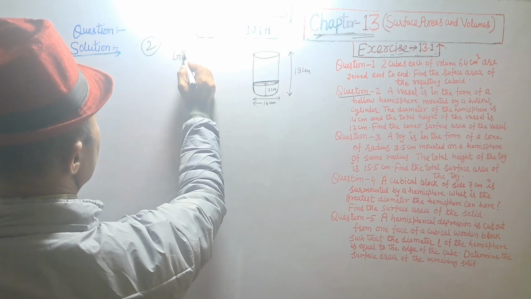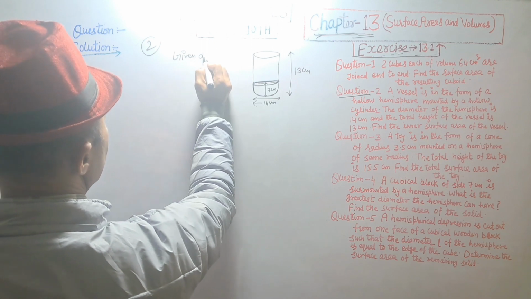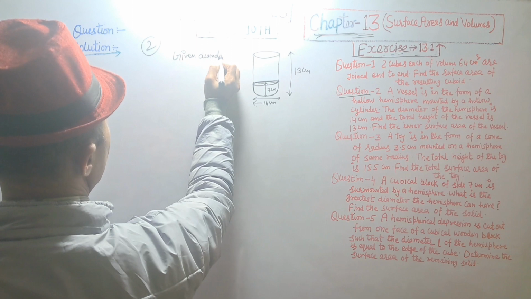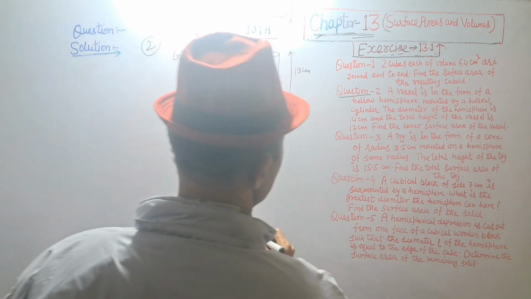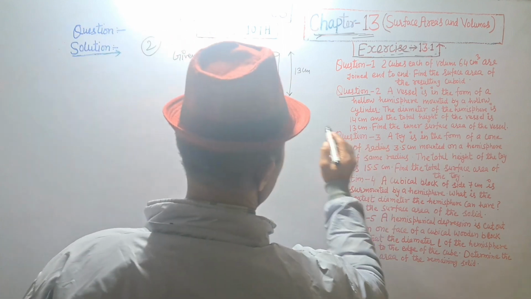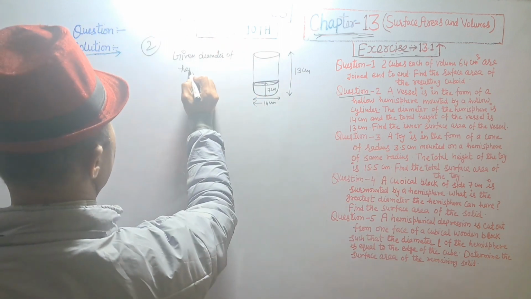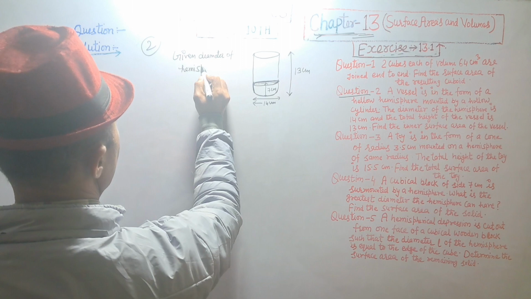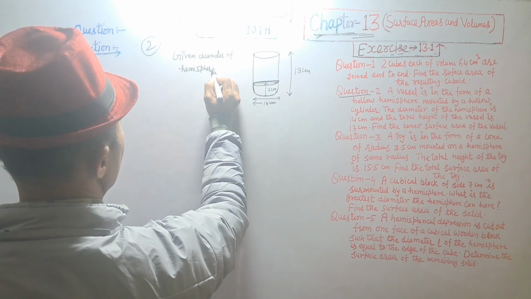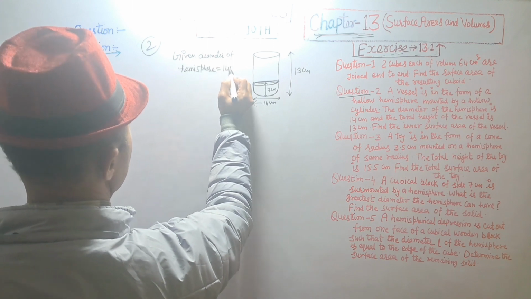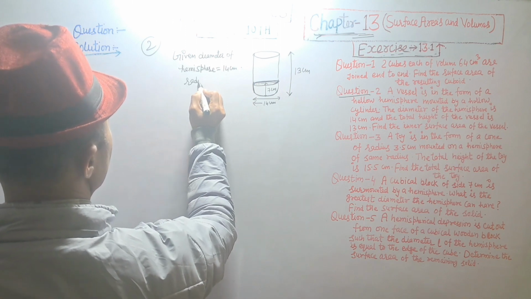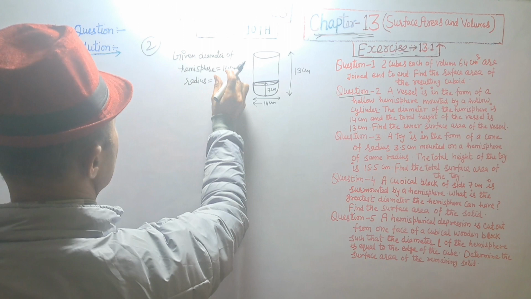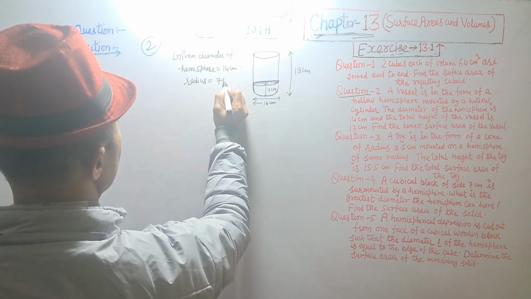Given diameter of hemisphere is equal to 14 centimeter. Radius is equal to half of diameter, that is 7 centimeter.